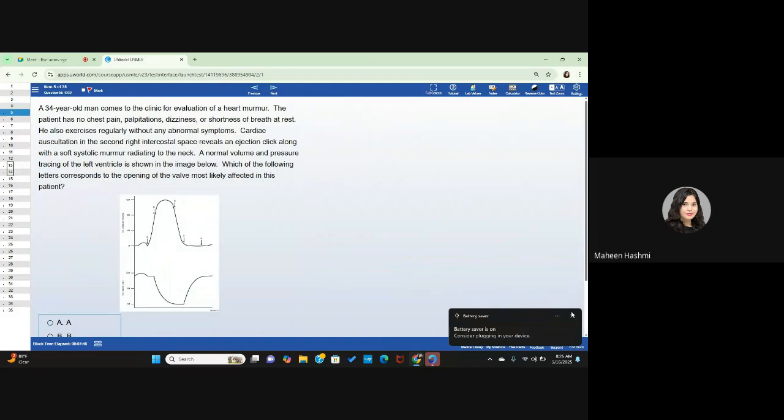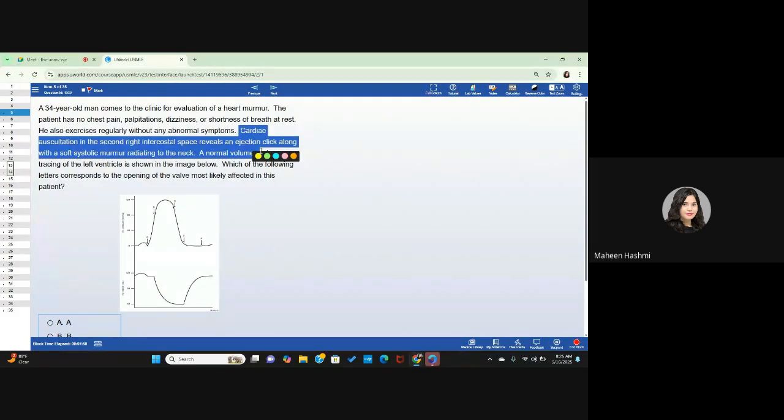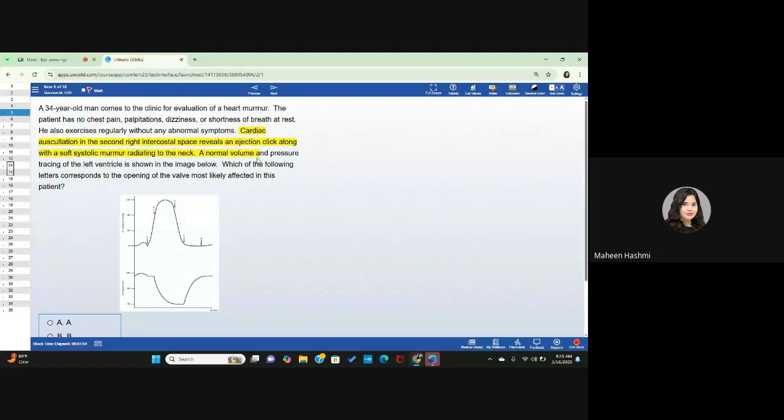Next question. Again, a waveform oriented question. Cardiac auscultation in the second right intercostal space reveals an ejection click along with a soft systolic murmur radiating to the neck. What sort of murmur is this? Aortic stenosis. Okay. A normal volume and pressure tracing on the left ventricle is shown in the image below. Which of the following letters corresponds to the opening of the valve most likely affected in this patient?